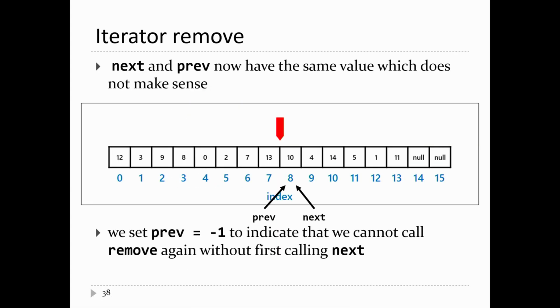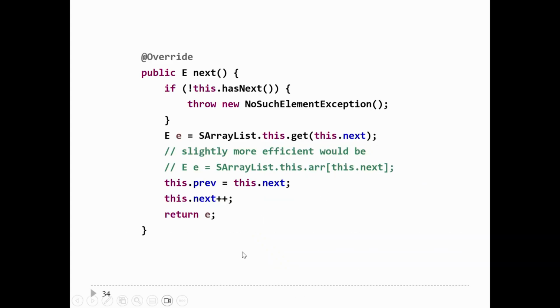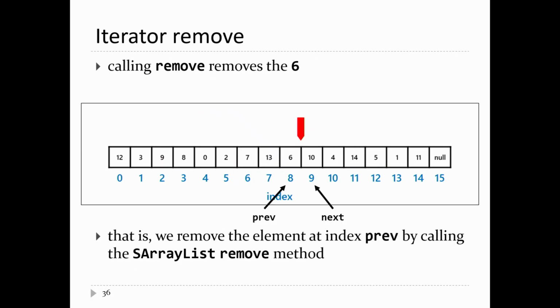And because I'm going to set previous to -1, I can't back here write this.previous plus plus. If I do that, I'm going to get the wrong value for previous if we remove something when we're iterating over the list. So that line there is written the way it is because of the existence of remove.